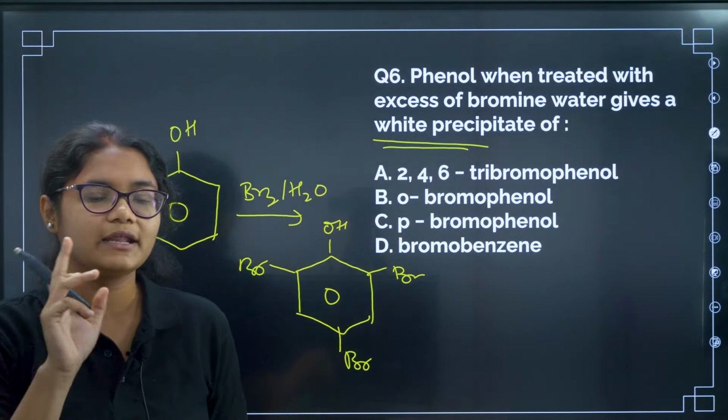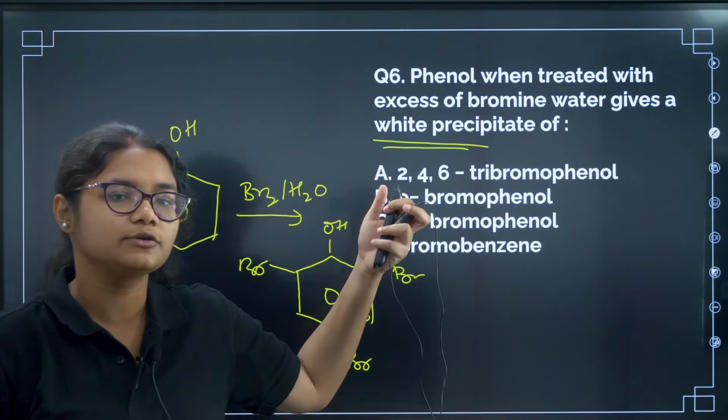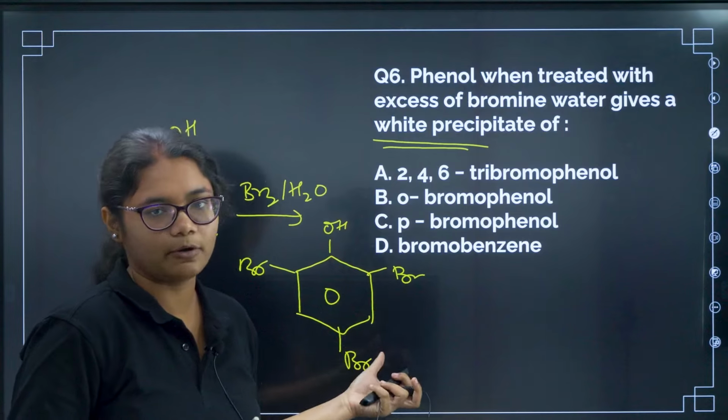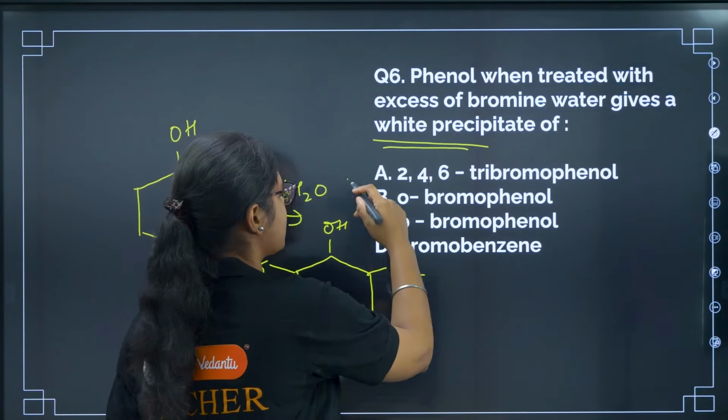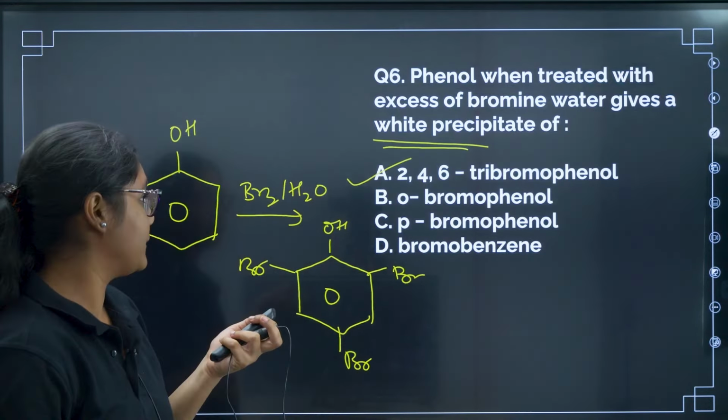Okay, so if you get ABCD type questions, you should know that a white precipitate is formed by the compound. That we have to remember. So the correct answer for this question is option A.